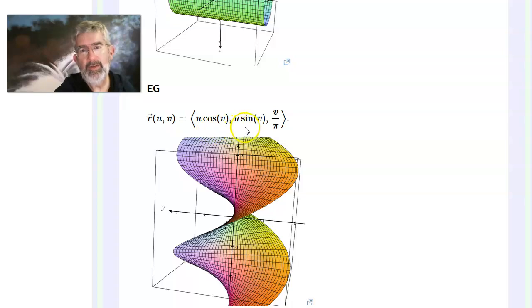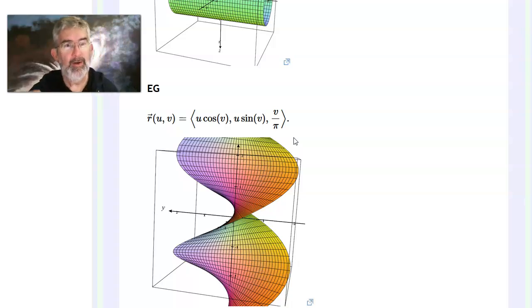U cos V, U sine V, V over pi. Now again, if you think in terms of just x and y this time, I see polar coordinates there. I see an r cos theta and an r sine theta, where u is playing the role of r and v is playing the role of theta. So this somehow is going to have circles involved. That is, if you let u be a constant, then cos v, sine v is going to give you a circle of radius u.